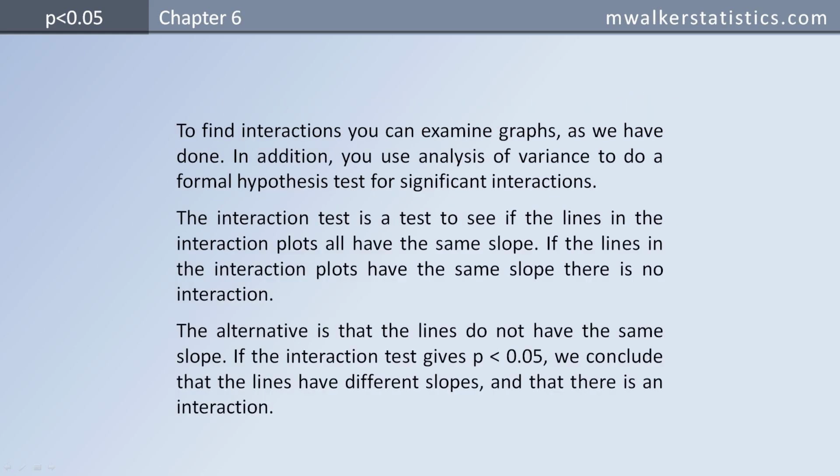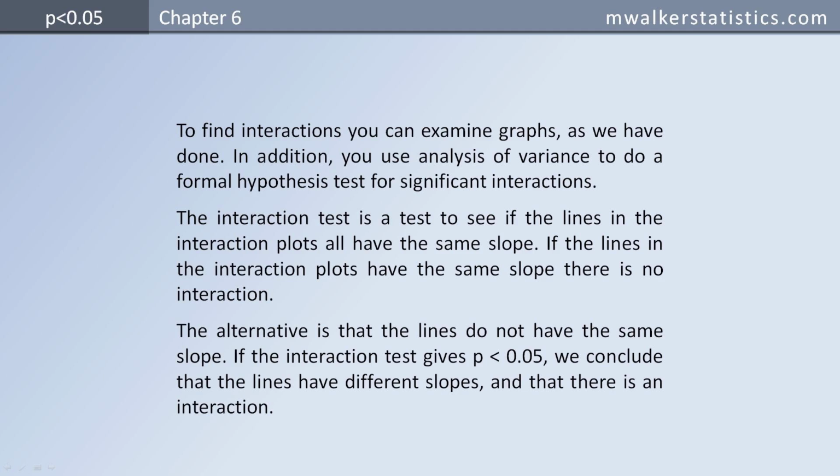To find interactions, you can examine graphs, as we have done. In addition, you use analysis of variance to do a formal hypothesis test for significant interactions. The interaction test is a test to see if the lines in the interaction plots all have the same slope. If the lines in the interaction plots have the same slope, there is no interaction. The alternative is that the lines do not have the same slope. If the interaction test gives p less than 0.05, we conclude that the lines have different slopes and that there is an interaction.